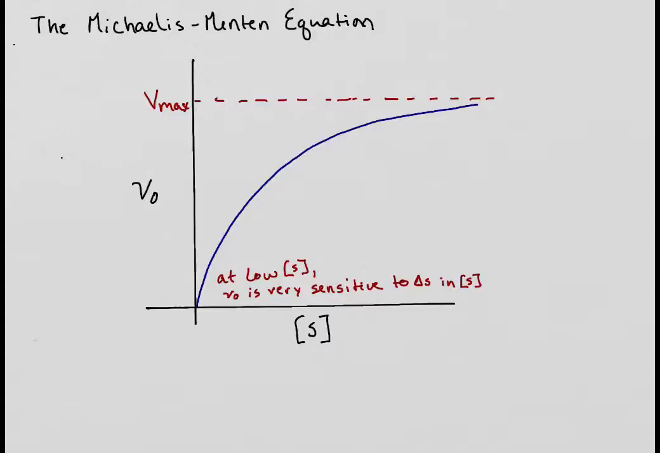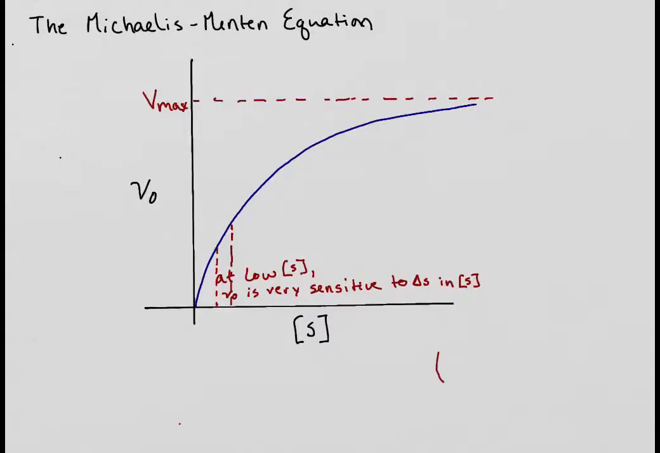And we could even give ourselves an example of that. What if substrate concentration changes from my dotted line there to my dotted line here? And yes, indeed, notice that that causes large changes in initial velocity.